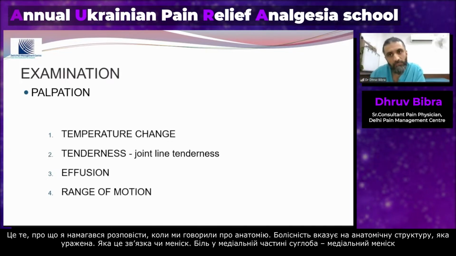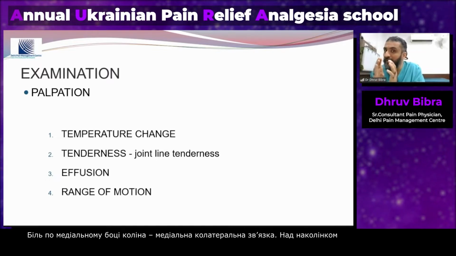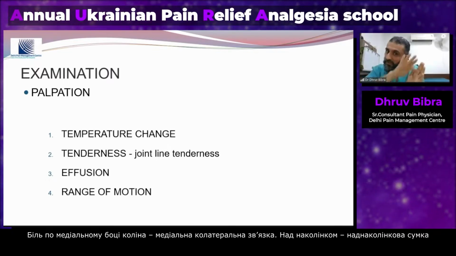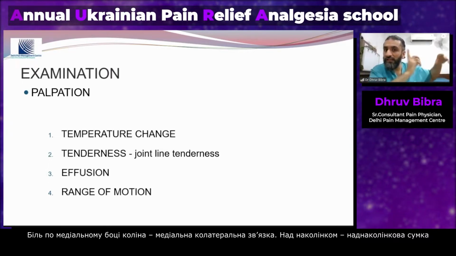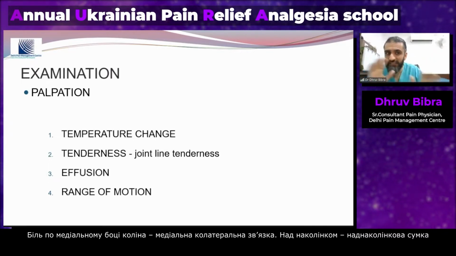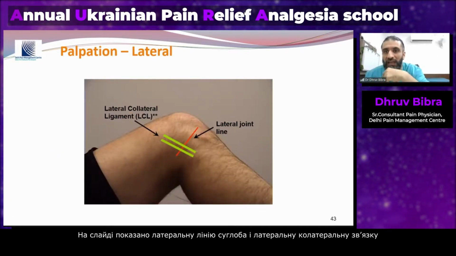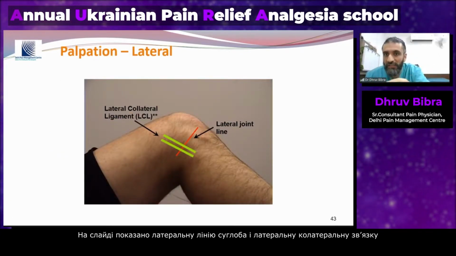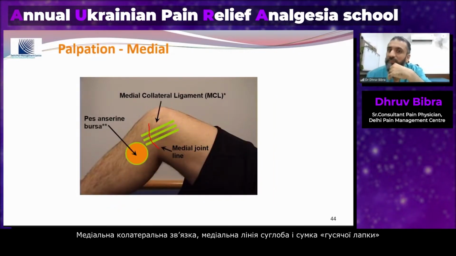Medial joint line pain suggests the medial menisci. Pain on the medial aspect of the knee suggests the medial collateral ligament. Above the patella, you have the prepatellar bursa. So all these things will give you an idea, along with effusion and range of motion. As I was trying to say, there is the lateral joint line and lateral collateral ligament, medial collateral ligament, medial joint line, and pes anserine bursa.